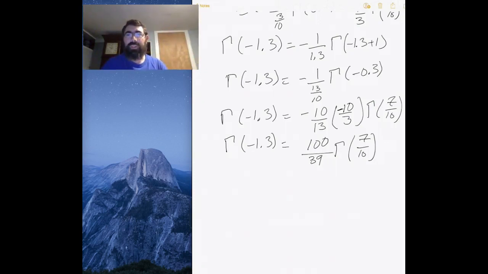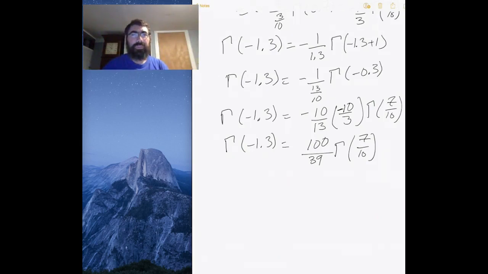I can have gamma of negative 1.3, gamma of negative 2.3, gamma of negative 10.3. I could basically work my way up, and all of it would be based on the gamma of 7/10, which I still have to work out.